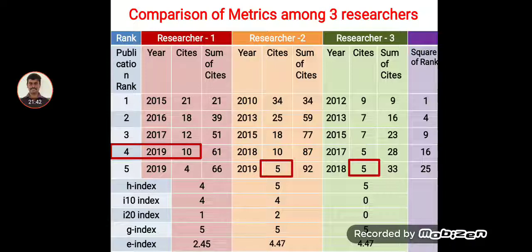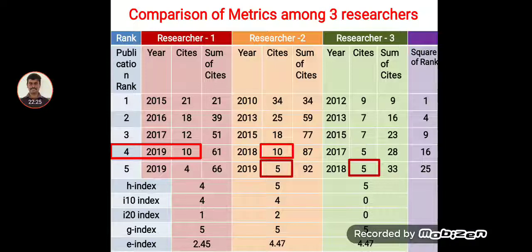Coming on to the i10 index, the i10 index is nothing but the number of papers of an author having 10 or more than 10 citations. Here, for the first researcher, 4 of the researcher's papers have 10 or more than 10 citations, so we take his i10 index as 4. Similarly, for the second researcher also, the i10 index is 4 because 4 of his publications have 10 or more than 10 citations. Coming on to the third researcher, his i10 index is nil because none of his papers has 10 or more than 10 citations.